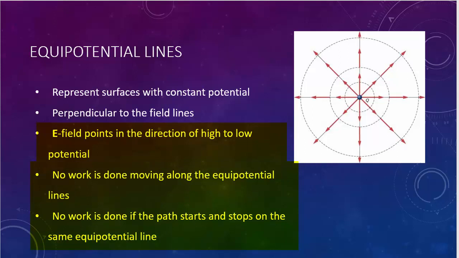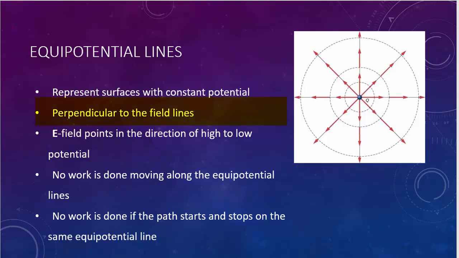It also represents areas where no work is done. So you can go around and around following a single line and never do any work. Or you can hop up and down and around from line to line. And if you end up where you started with your charge, then you also have done no work, which is very similar to mechanics. Should be a familiar idea.